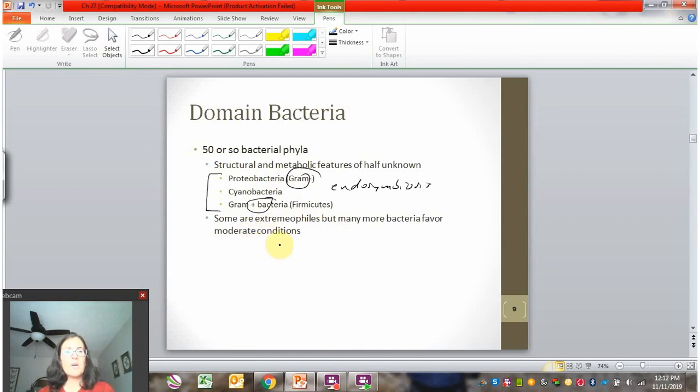As I mentioned before, there are some bacteria that are extremophiles, but you are more likely to find bacteria in just more moderate conditions. And so if you look at, for example, bacteria that live in or on the human body, which we would consider relatively moderate conditions, that's mostly bacteria.